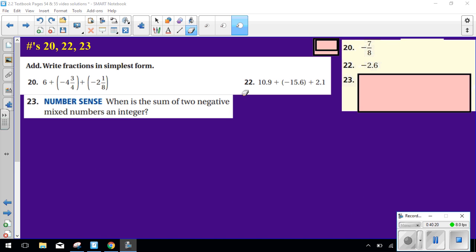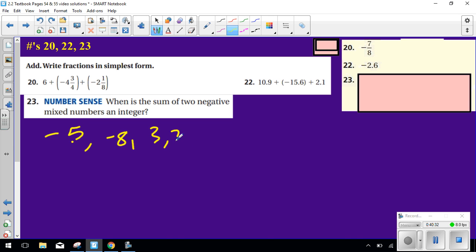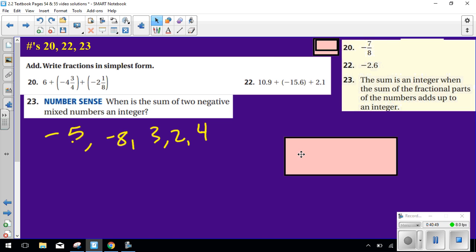And for this last one, it says number sense. One is the sum of two negative mixed numbers and an integer. So remember, integers are numbers like -5, -8, 3, 2, 4. So the numbers we're using in chapter 2, the -4 3/4, or -15.6 or 10.9, those are rational numbers because they can be written as fractions. So the solution for 23 is as follows.